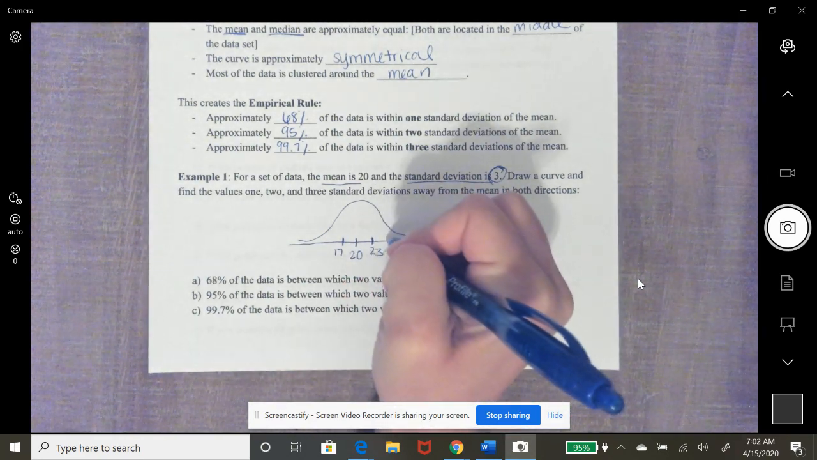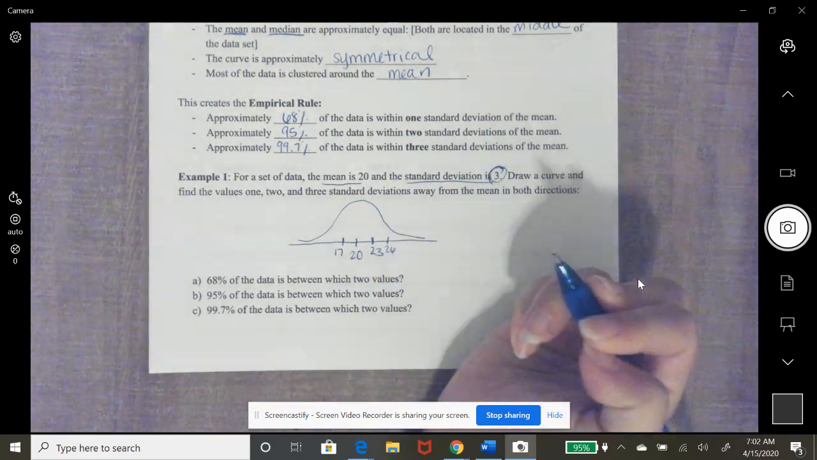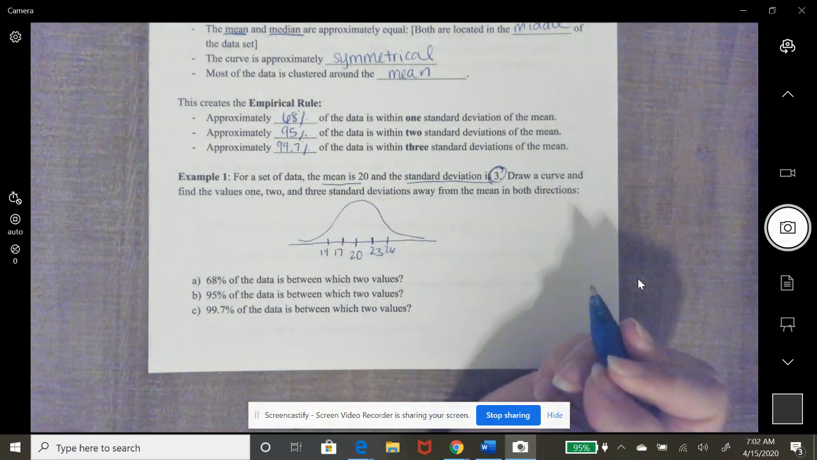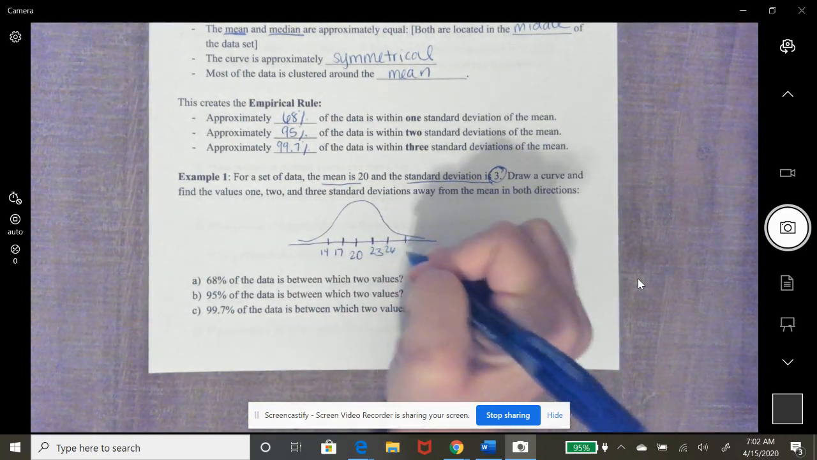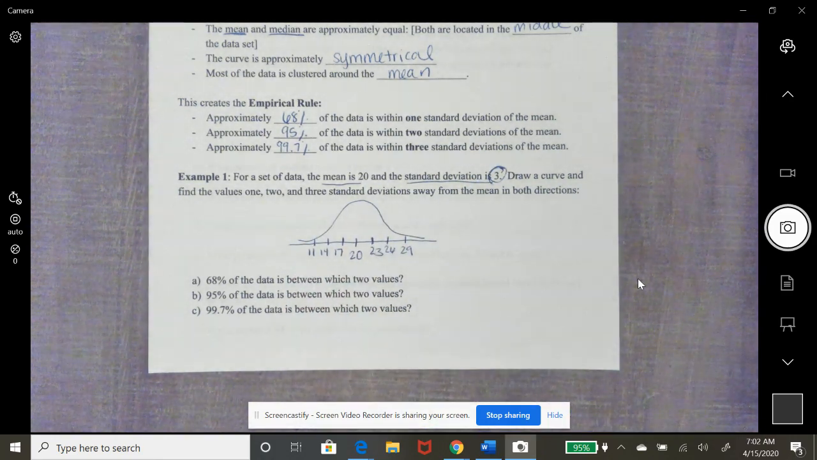And then we'll go out another standard deviation to get 2. So add another 3, that puts me at 26. Subtract another 3, that puts me at 14. And then add another 3, I'm at 29. Subtract 3, I'm at 11. So you're just using that standard deviation to add and subtract.